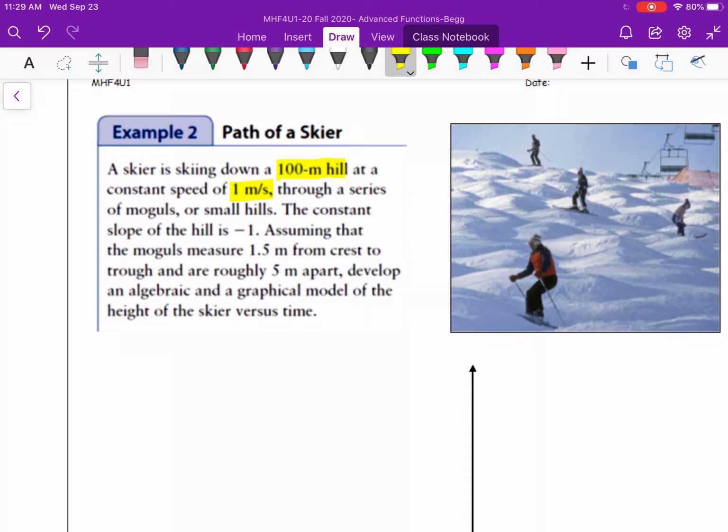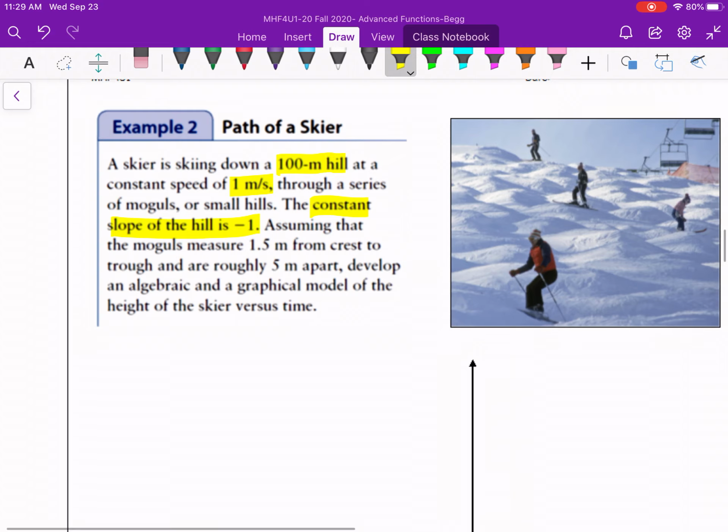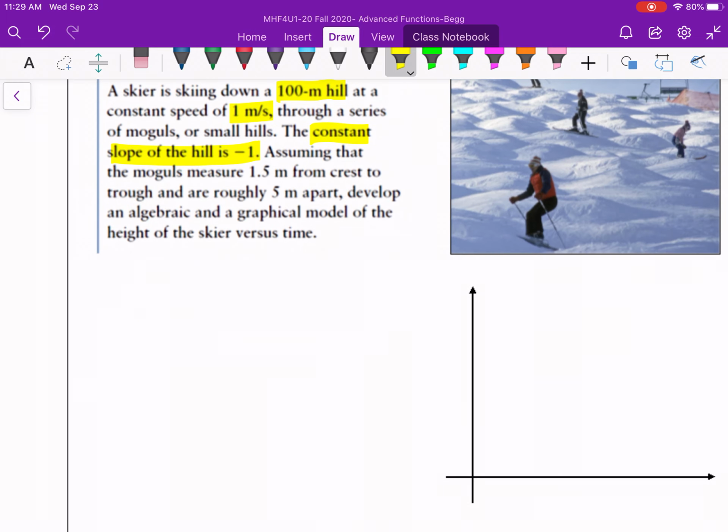He or she goes through a series of moguls, which are small hills. The constant slope of the hill is negative 1 meters. Assuming that the moguls measure 1.5 meters from crest to trough and are roughly 5 meters apart, develop an algebraic and graphical model of the height of the skier versus time.